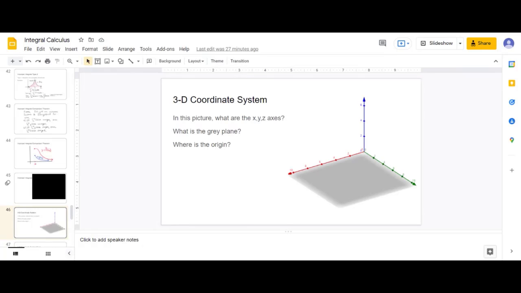Okay. Well, we're done with integration now. We're going to talk about, in the next 5 minutes, the 3D coordinate system. So I guess this would be like a right-hand rule thing. I hate the right-hand rule because I can never understand it, but some people get it. Which of these are the x, y, and z axes? What is the gray plane, and where is the origin? Someone in the chat, help me out.